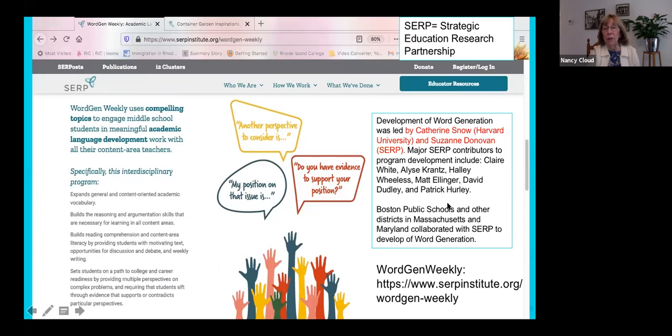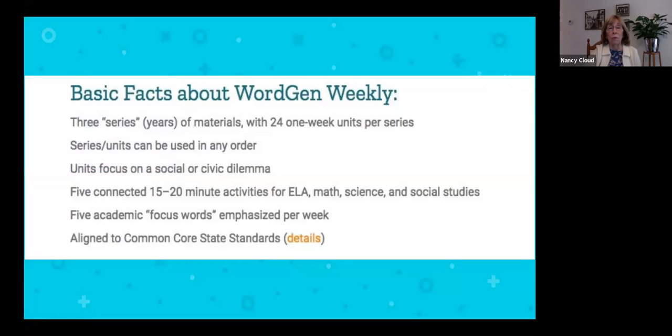It was pilot tested in Boston and in Maryland, and they got feedback on it and they revised it. And the way that it's built is in 3 series of 24 one-week units per series. They're ready to roll. All the material is there for you. You just download it. This I wanted to stress. You can use the units in any order. You do not have to use unit 1, then unit 2, then unit 3.